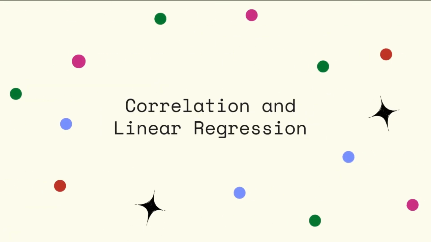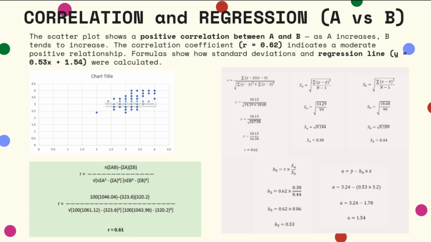The following is our correlation and linear regression results. As for the correlation of A versus B, it indicates a moderate positive relationship. Formulas show how standard deviations and the regression line were calculated.